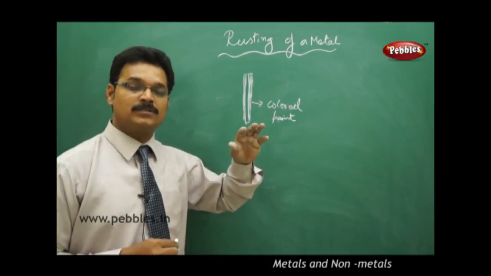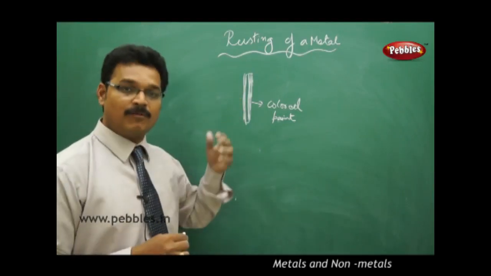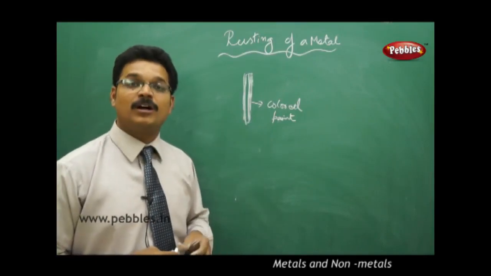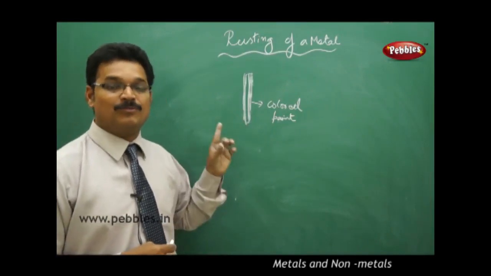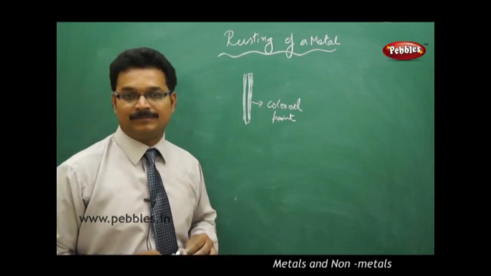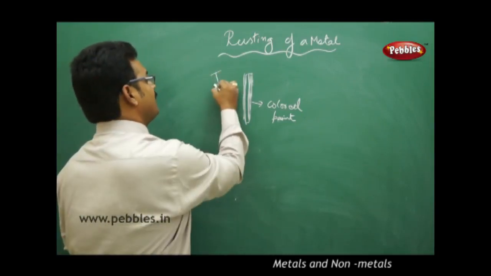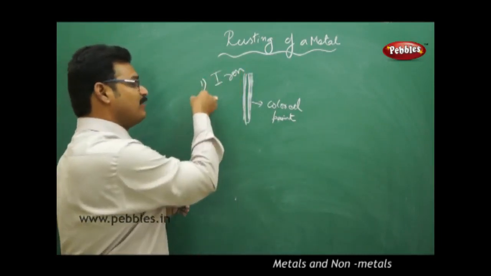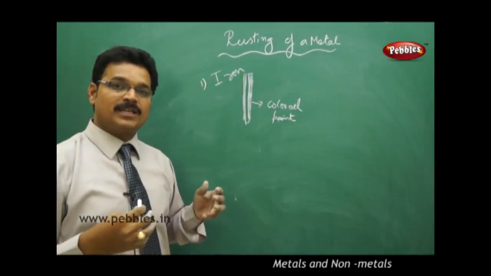If the color paint comes out after 2 to 3 years, it will come off the metal, and then you have to repaint it to protect from rusting. So this is the example given for iron material. This type of rusting happens for many types of materials.